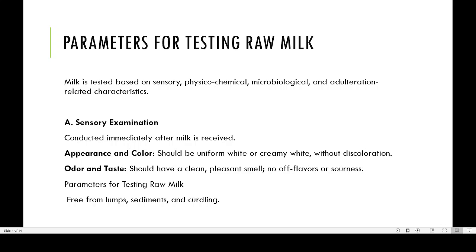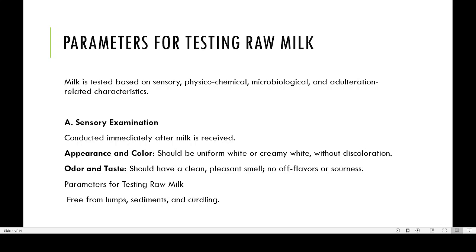So milk is tested based on sensory, physico-chemical, microbiological and adulteration related characteristics. So here we will be looking into that. So the first one is the sensory examination. That is what we can do with our eyes or with our other senses like taste or smell, etc.